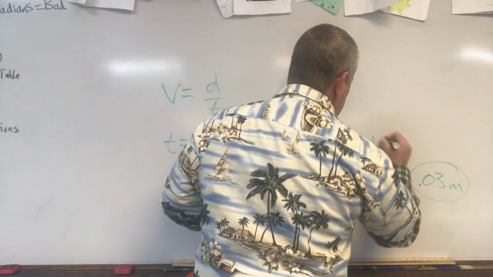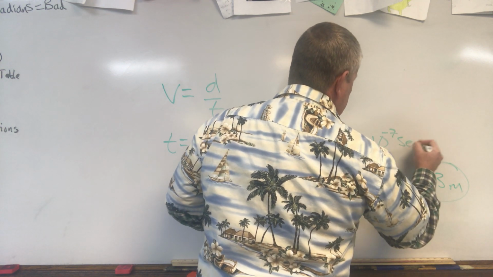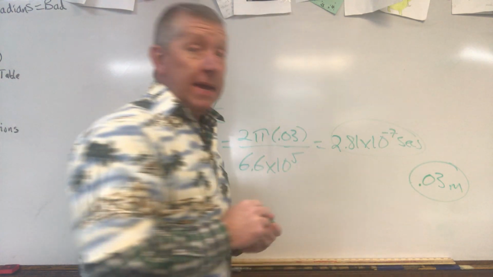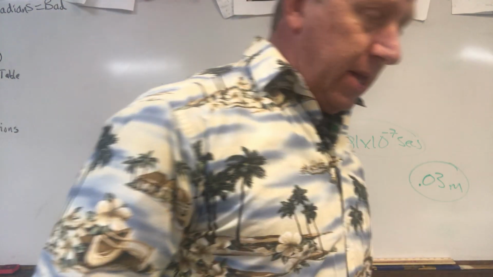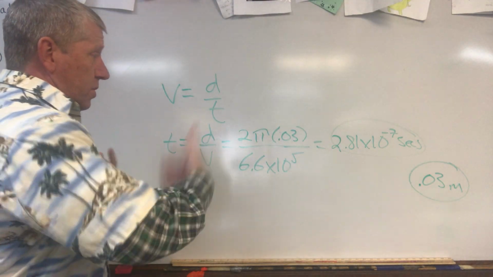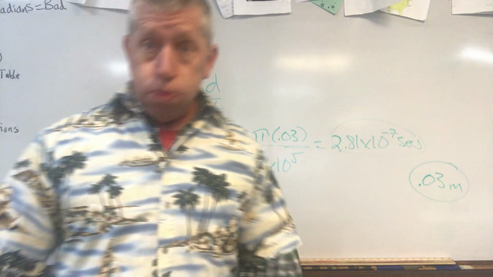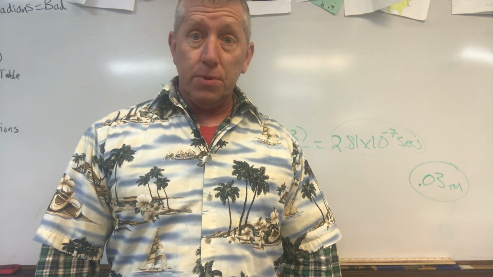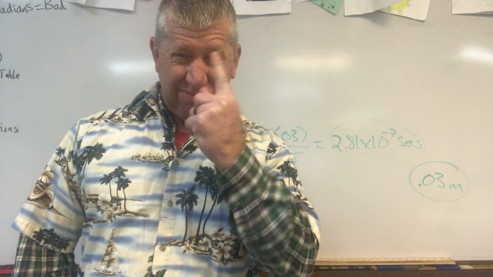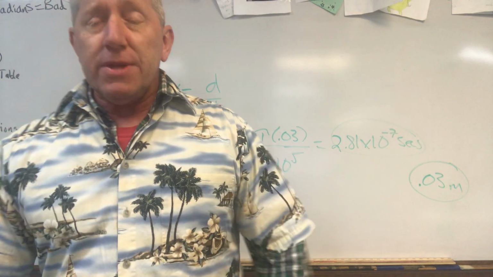2.81 times 10 to the negative 7th seconds. That's pretty quick. That's PDQ, people. That's like 0.00000028 seconds. That'd be a lot of times per second. Okay, that's how you solve that problem.